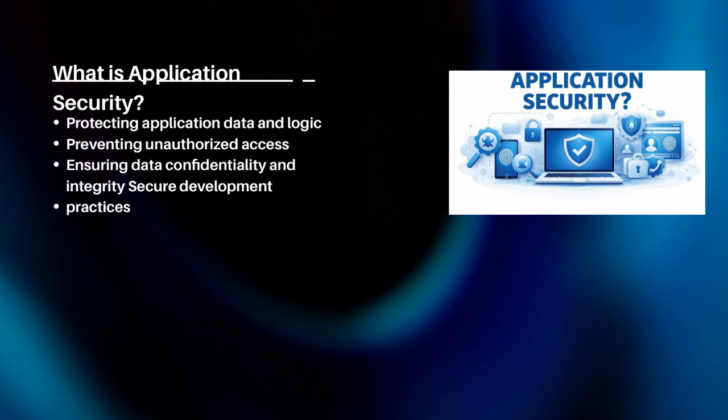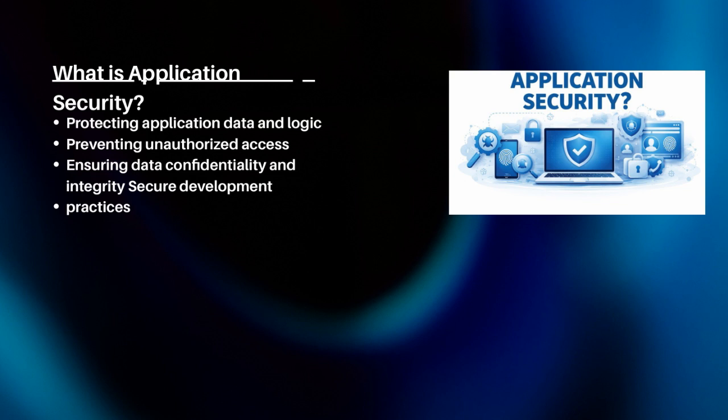Next, preventing unauthorized access is key. We need to make sure that only the right people or systems can access certain features or information. This is about implementing strong authentication and authorization measures so that we can control who gets in and what they can do. Another vital point is ensuring data confidentiality and integrity.